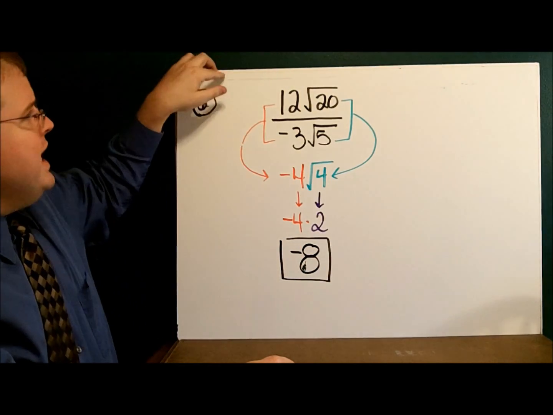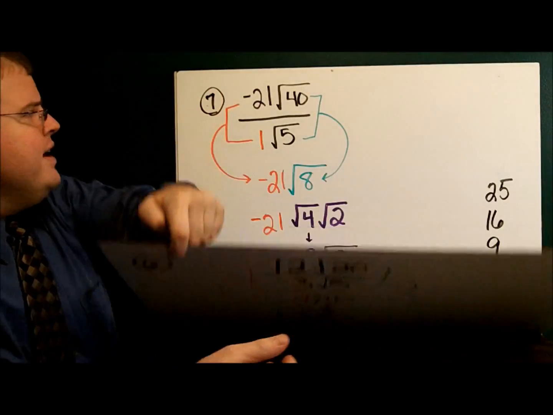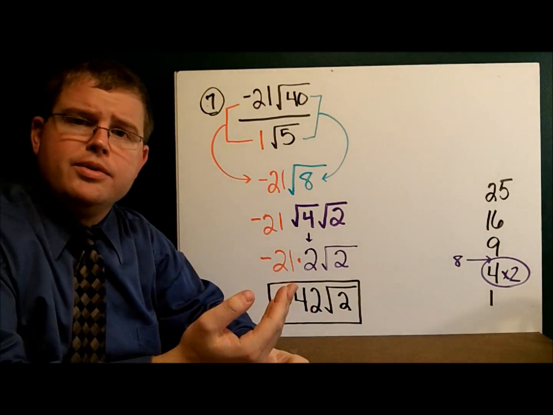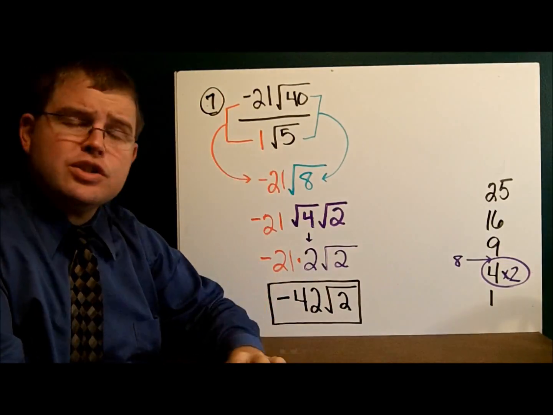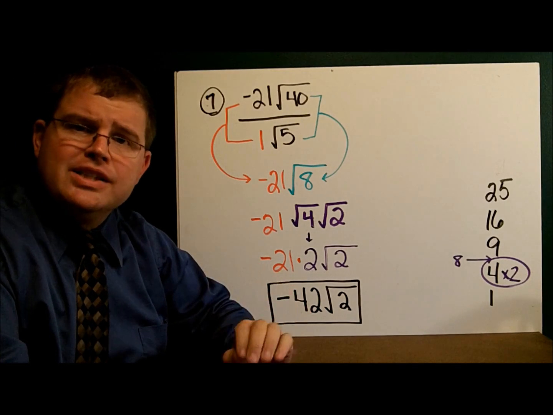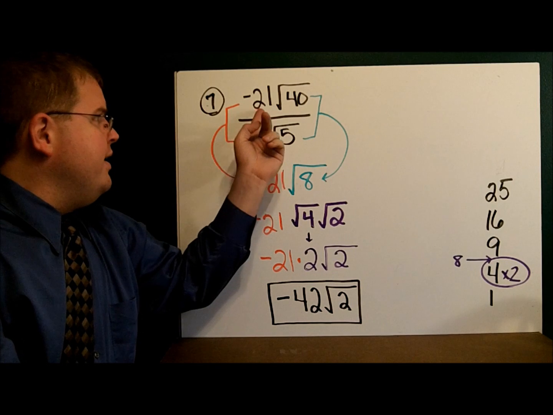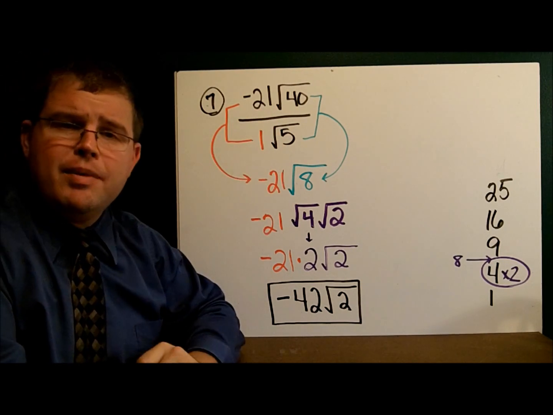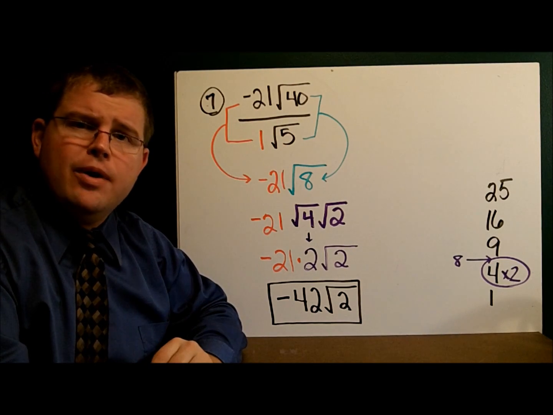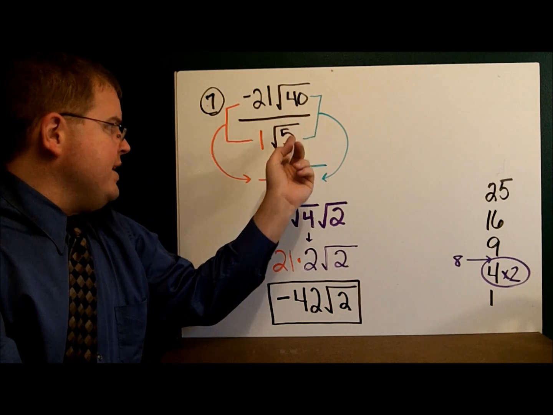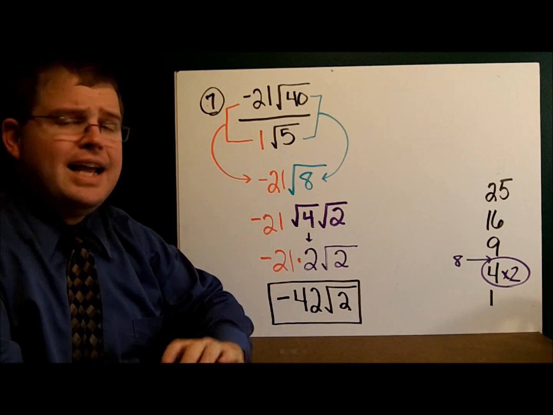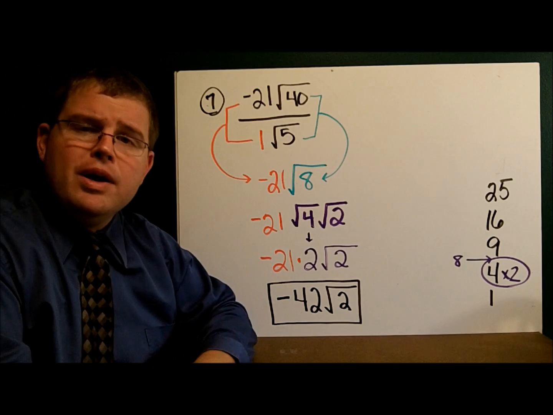On our next example, they want us to divide negative 21 square roots of 40 by the square root of 5. As always, remember, if there's no number out in front, it's automatically a 1. Negative 21 divided by 1 is negative 21. 40 divided by 5 is 8. That was step 1 and 2.